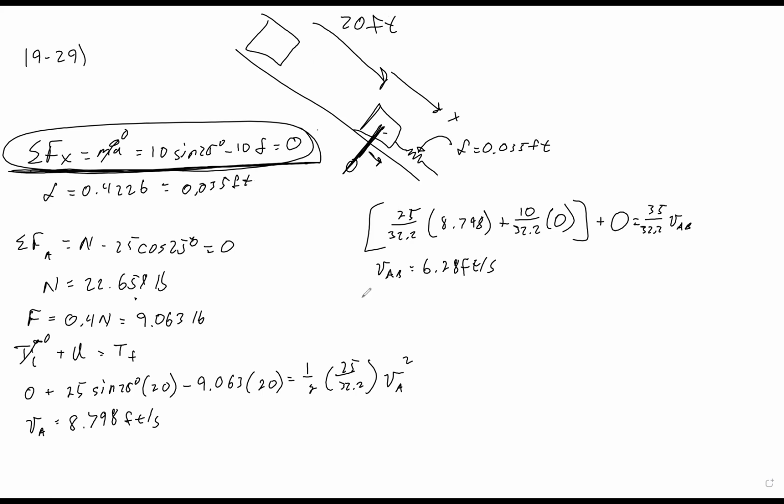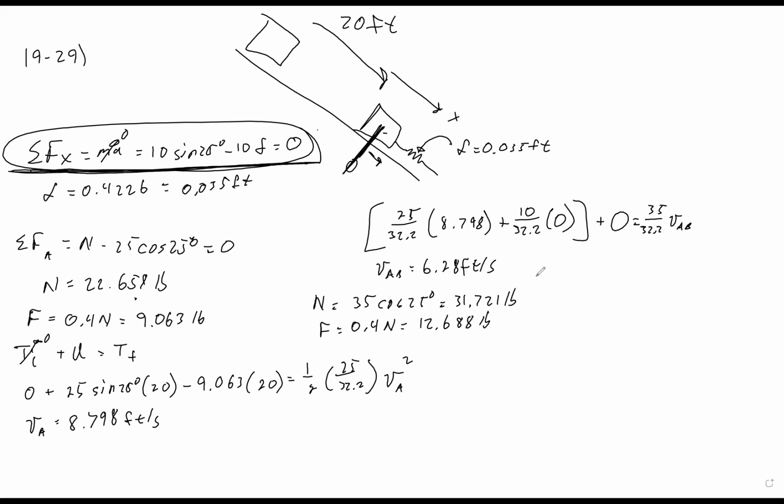So the new normal force is going to be 35 pounds cosine 25 degrees still, and that's going to equal 31.721 pounds. This is the new normal force of the combined boxes. Therefore the new friction is going to be 0.4 times that normal force, which is 12.688 pounds. All right, that's our new friction force.